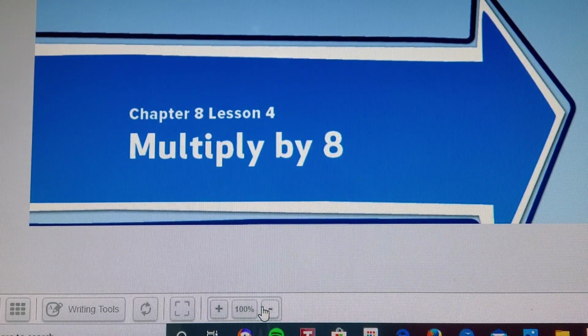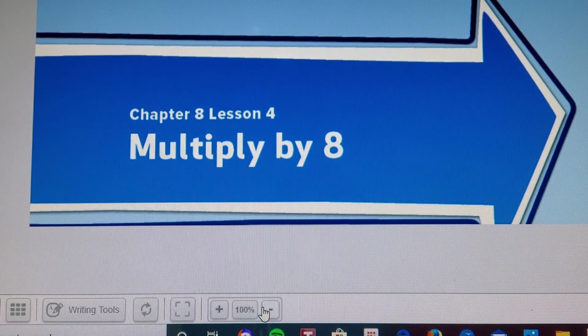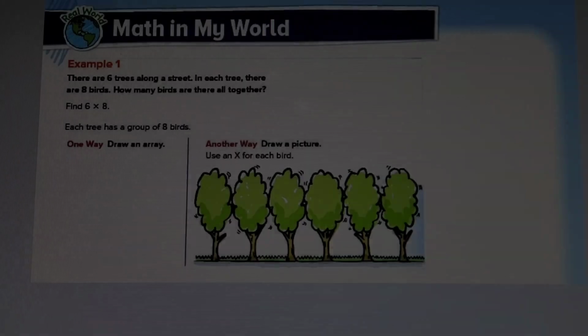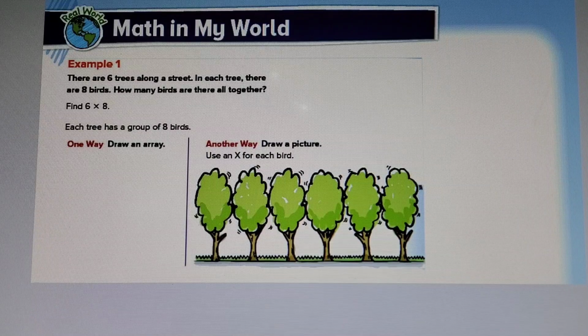Chapter 8, Lesson 4, Multiply by 8. This is what the first page of your packet should look like. Math in My World, Example 1. There are 6 trees along a street. In each tree there are 8 birds. How many birds are there altogether?